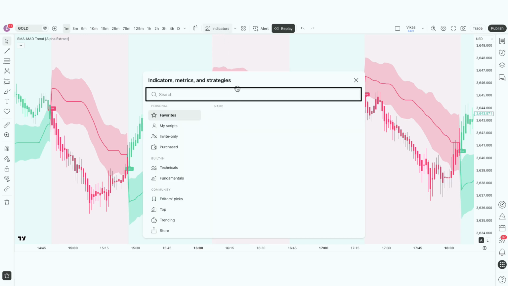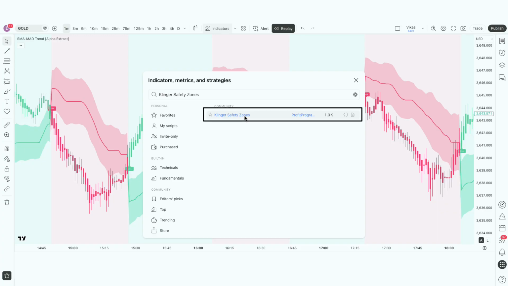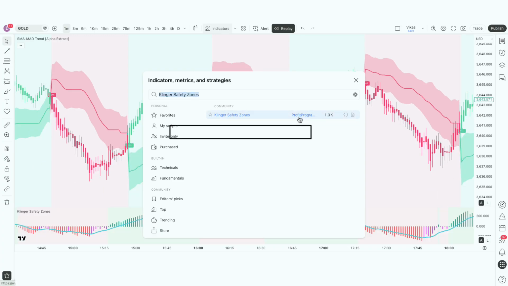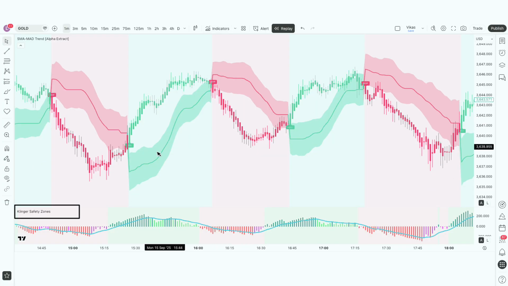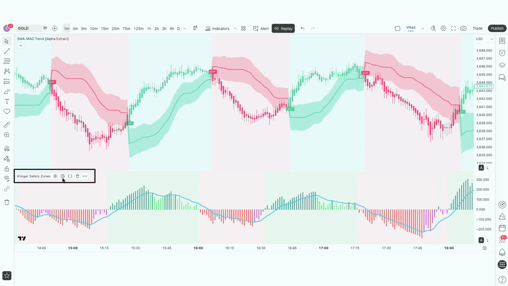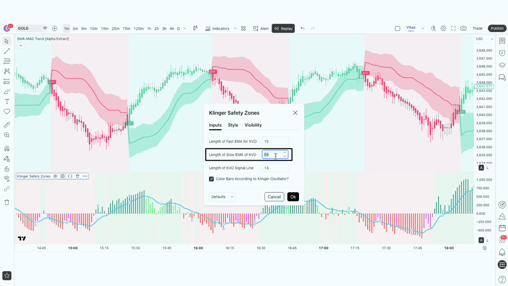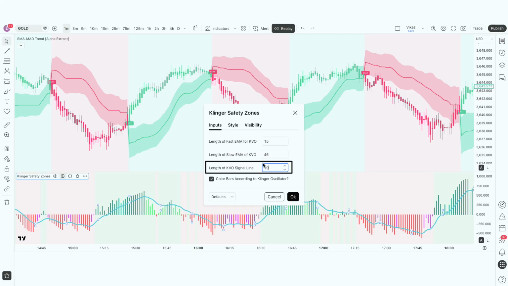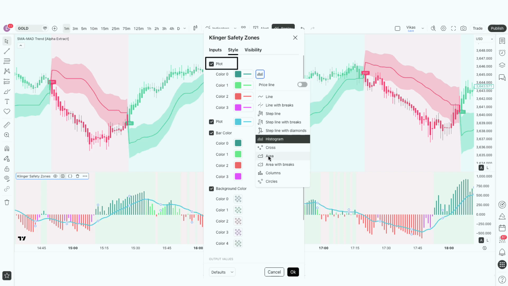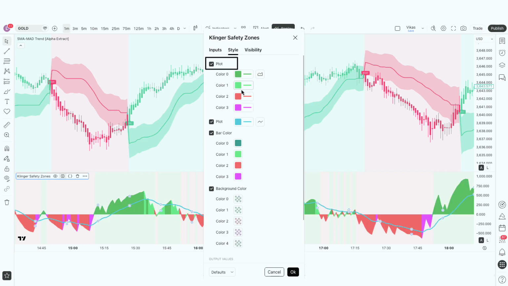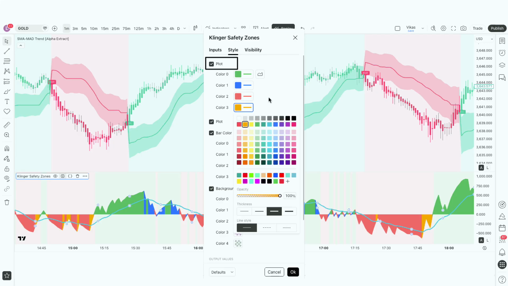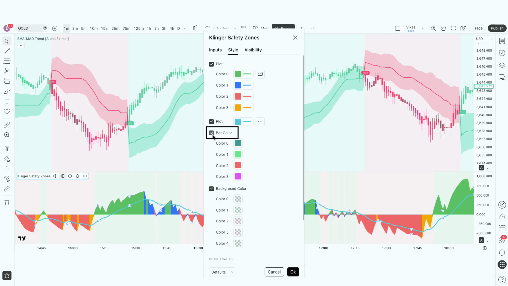Let's go to the Indicator Search tab, search Klinger Safety Zones, and select this one called Klinger Safety Zones Indicator, created by Profit Pro. Now let's access the settings of this indicator so we can modify it to suit our strategy. We have changed fast EMA for KVO from 34 to 15, slow EMA of KVO from 55 to 46, and KVO signal line from 13 to 19. Then change plot option histogram to area, and change color and color 3 options. We keep these options hidden, and here everything is fine after that.